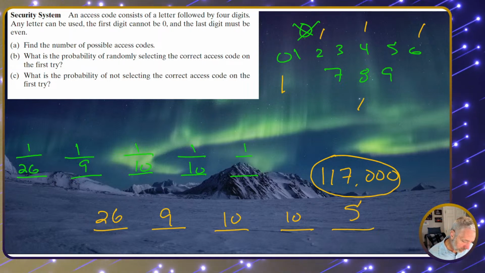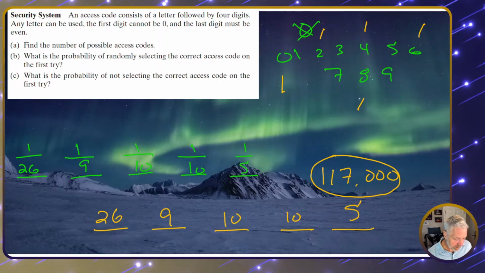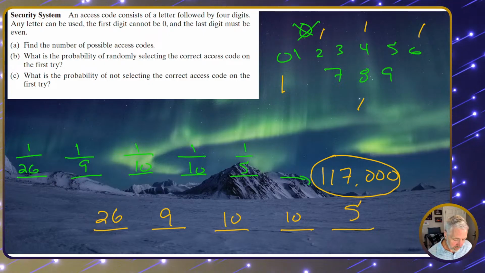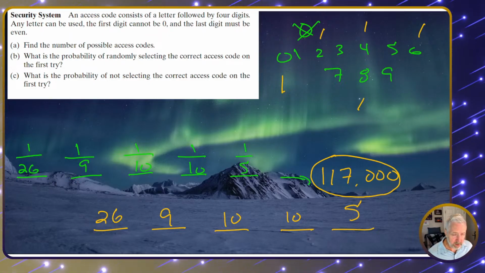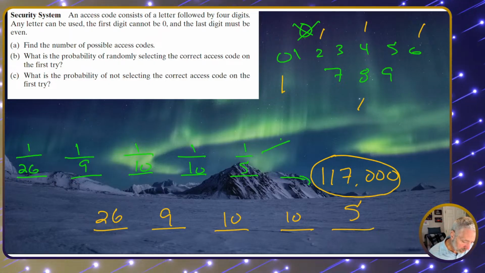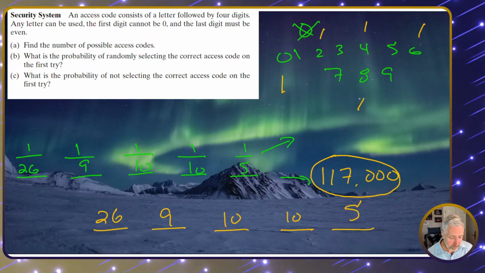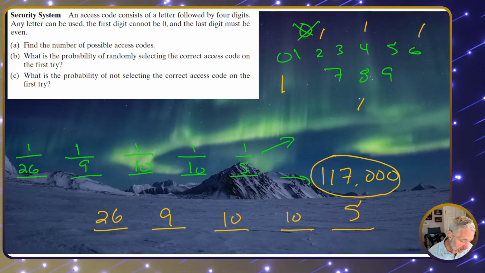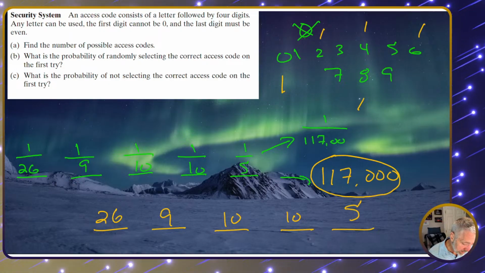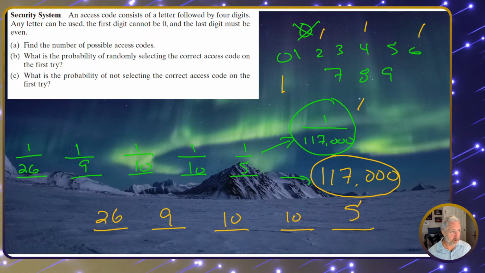And 1 out of 5. 26 times 9 times 10 times 10 times 5 is 117,000. And the 1's across the top multiplied together are just 1. And so your answer to B, what is the probability of randomly selecting the correct access code on the first try, is 1 over 117,000. Not a very good probability if you're a burglar.